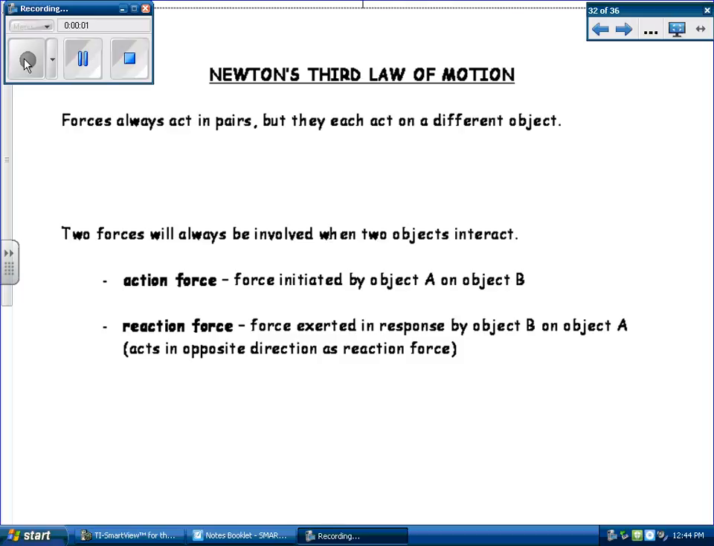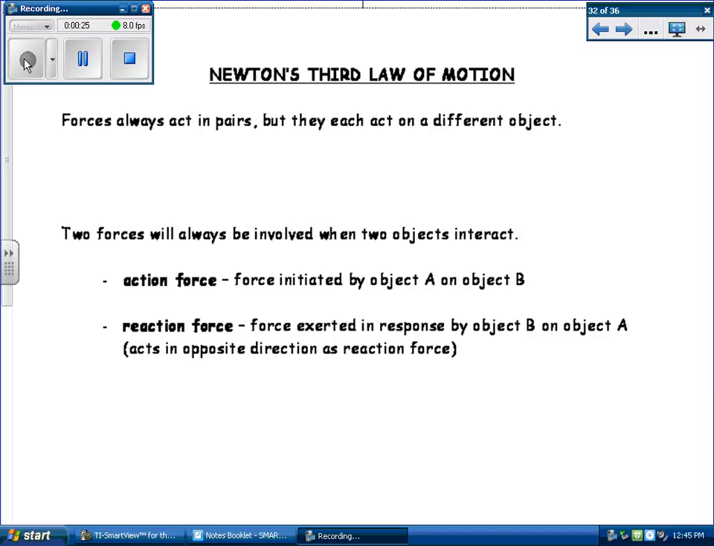Okay, so Newton's third law. We've done the first law, which is that an object in motion stays in motion, and an object at rest stays at rest unless acted upon by an outside force. The second law of motion says that the net force is found by taking mass and multiplying it by acceleration. The third law is based on the fact that forces always act in pairs.